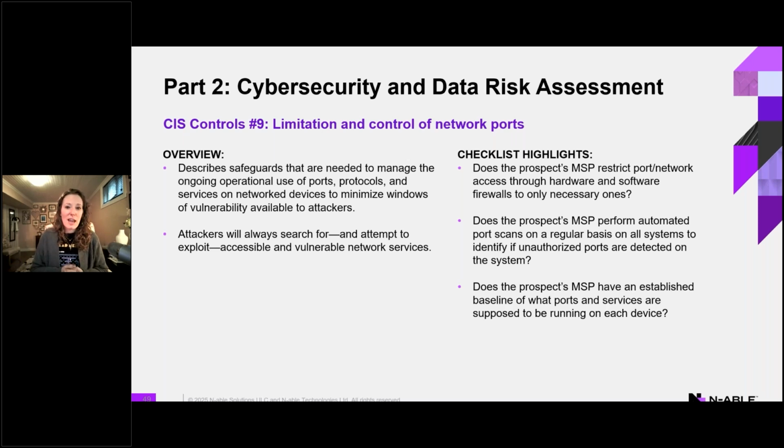Because again, the more open or accessible a system is, the greater the attack surface is. And with new exploits being discovered every day, anything that reduces the potential for attack is obviously better, right? So monitoring for open ports and performing automated scans on a regular basis against all systems is very critical to ensuring that unauthorized ports and unauthorized services are detected and addressed accordingly.